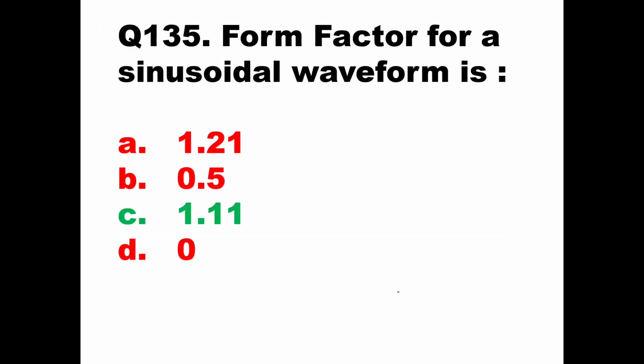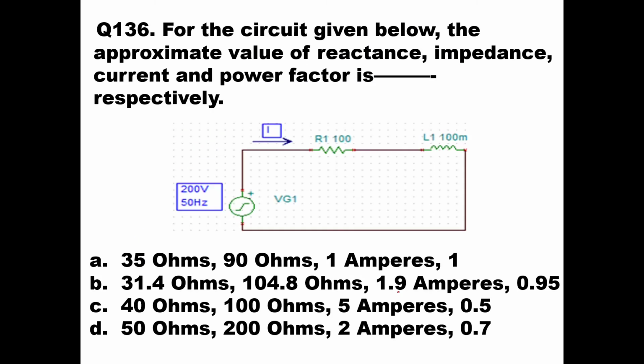Okay, so 1.11 is the answer here. Then we'll go to the next question, question number 136. For the circuit given below, the approximate value of reactance, impedance, current, and power factor is dash respectively. So he has given four answers.